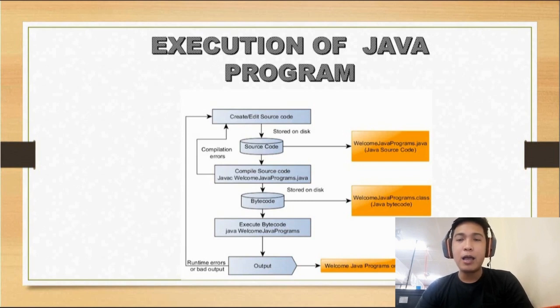Okay, now, if tama naman or if your program is correct, then it translates into a bytecode which is the class, that is stored on our disk. Then from this bytecode, it goes into the JVM, which translates the bytecode into a machine language, and goes into our output. Okay, this is how we execute the Java program.